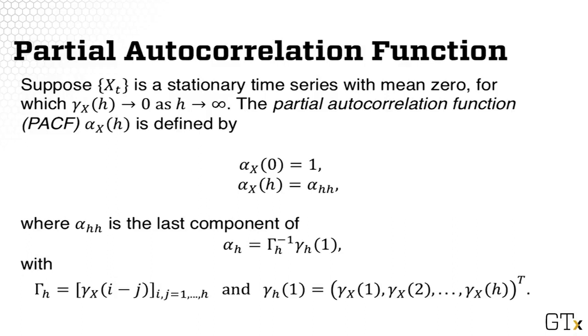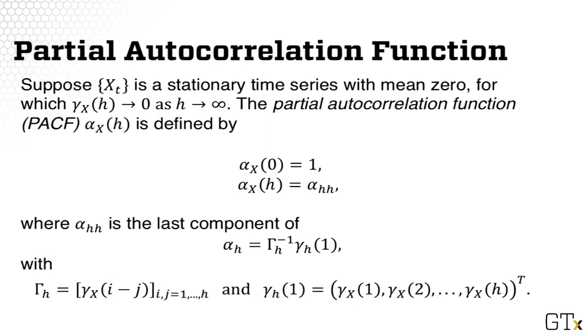Here is the formal definition of the partial autocorrelation function, abbreviated PACF. It is a function of the lag h. It is 1 at lag 0. For lags larger than 0, it is the last element of the vector alpha h, obtained from multiplying the inverse of the matrix gamma H with the vector gamma H, where the matrix gamma H is a matrix of the autocovariance function at i minus j for all combinations of i and j, and the gamma H vector is a vector of the autocovariances at lags 1, 2, up to H.